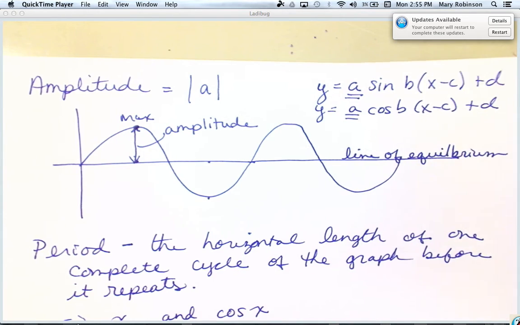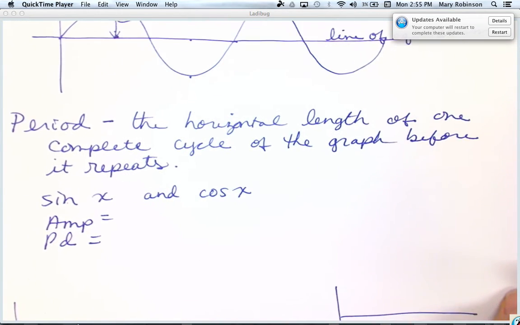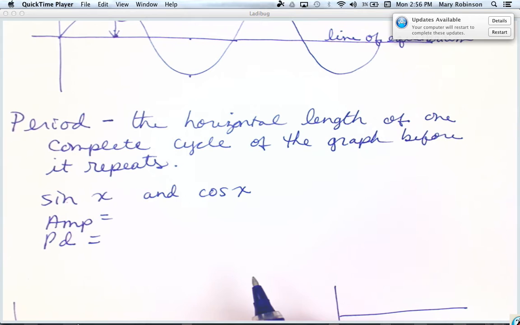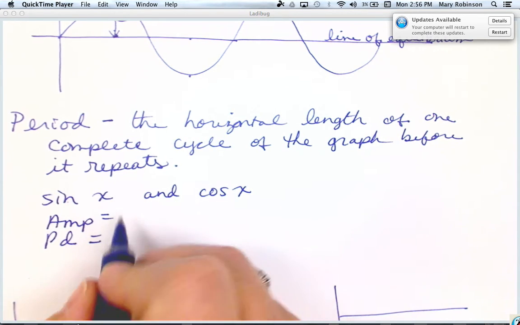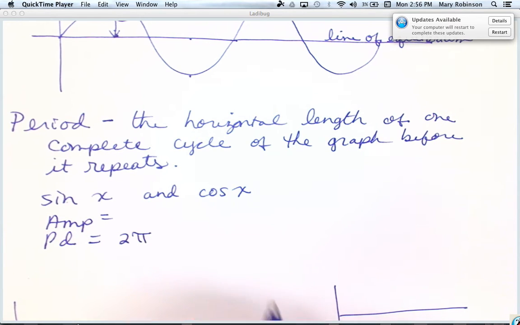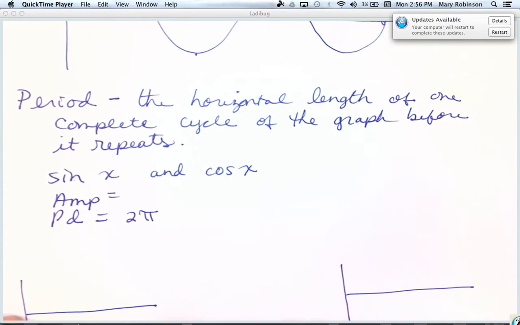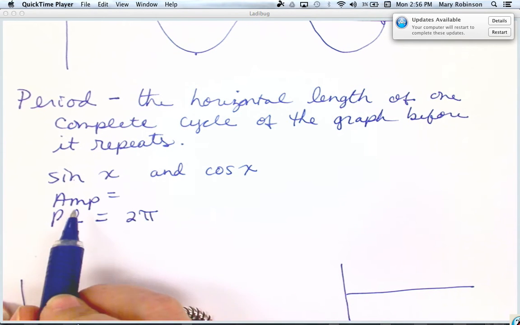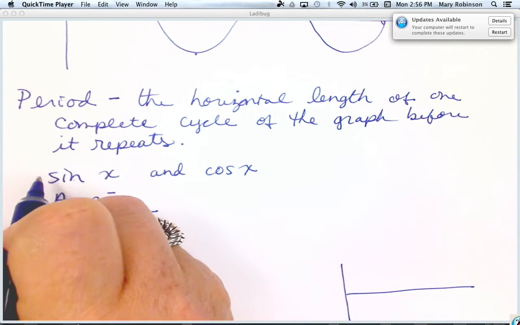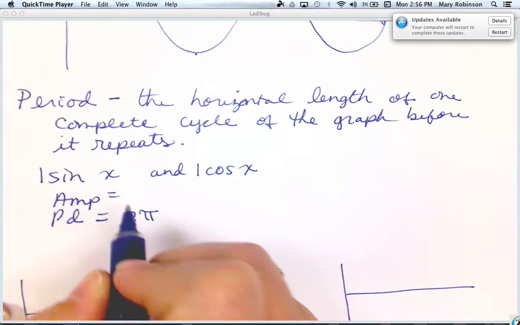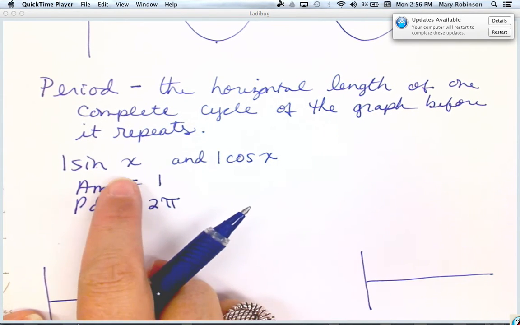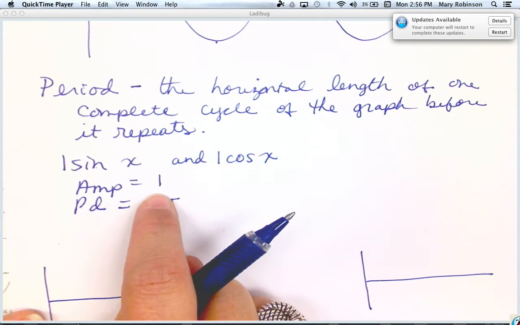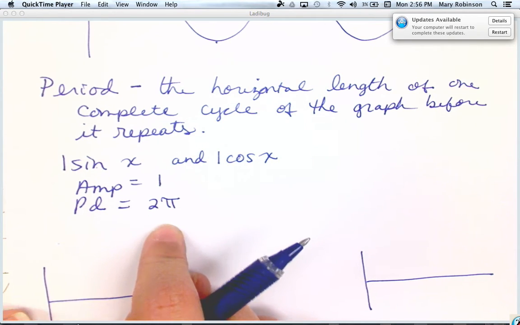The other factor we're going to be talking about is the period. The period is the horizontal length of one complete cycle of the graph. We've already learned that for sine of x and cosine of x, the period is 2 pi, meaning we should be able to start and finish the graph of sine and cosine in a length of 2 pi on our graph. The amplitude for both of these functions would be an understood 1 in front of both sine and cosine. So just in general, for sine x and cosine x, the amplitude is 1, while the period is 2 pi. And that should make sense.